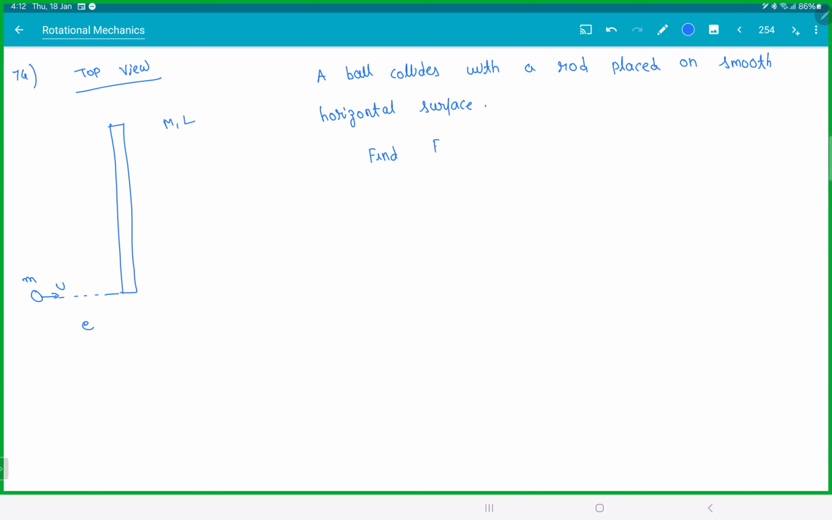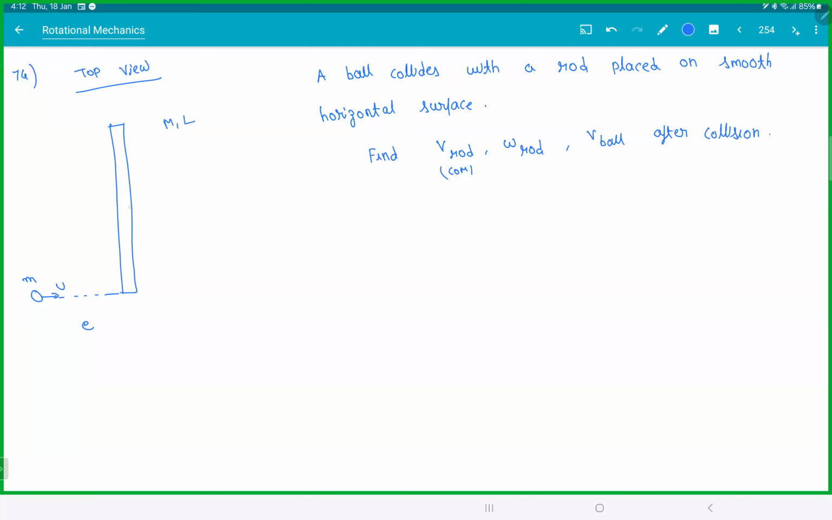Find final velocity. Find velocity of rod, omega of the rod. When I say velocity of the rod, I'm talking about center of mass. And velocity of the ball after collision. Let's get this. This is the top view. It's like your pen is on a table and something comes and hits the pen on the edge.